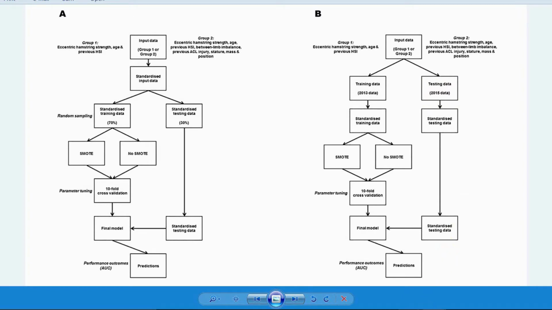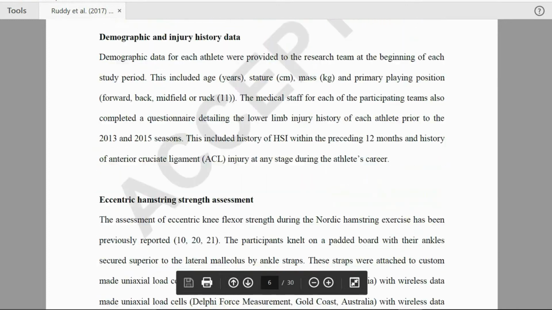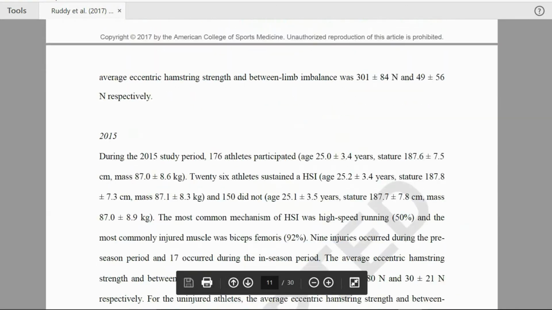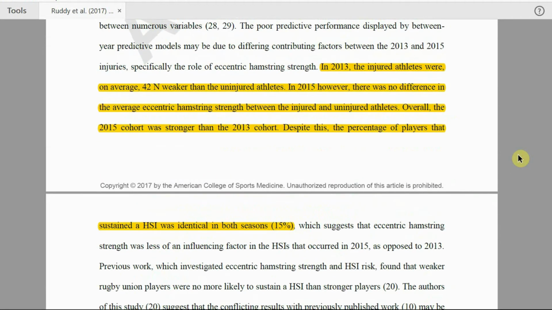So I encourage you to check out the paper and all of our findings, but if we take a look at some of the key findings, interestingly, in 2013, the injured athletes were a lot weaker than the uninjured athletes in terms of their eccentric hamstring strength. However, in 2015, the overall cohort was a lot stronger, and there was no difference between the injured and uninjured athletes. Despite this, the injury rate was 15% in both 2013 and 2015.